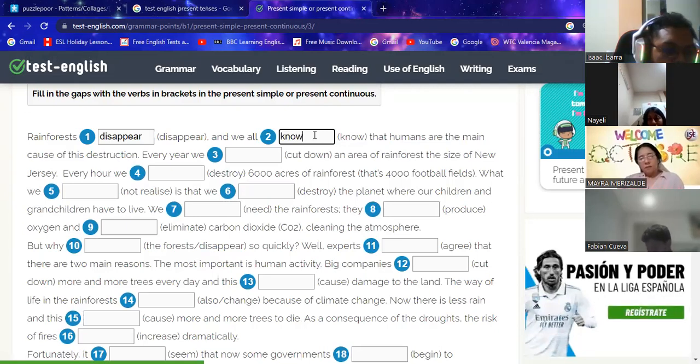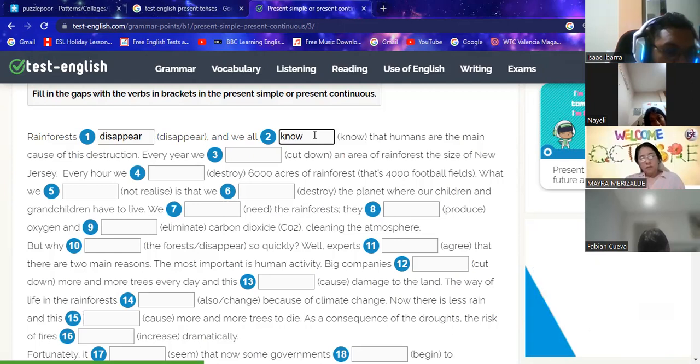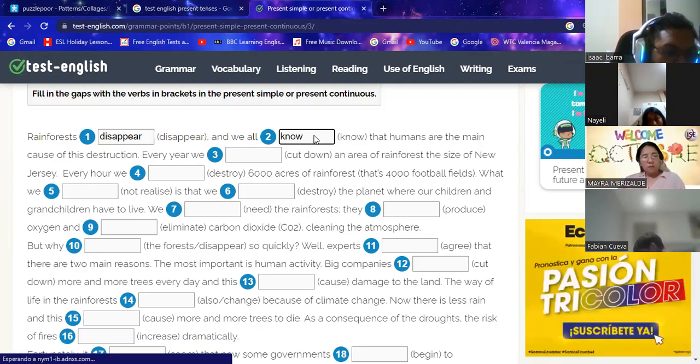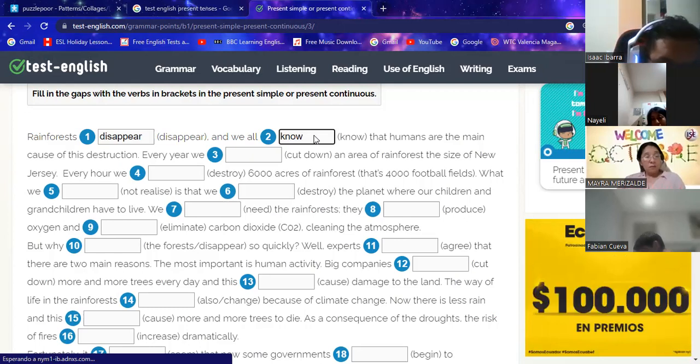That humans are the main cause of the destruction. Every year, Mayra, we cut down or are cutting down? Every year. Todos los años. Cada año. Simple or progressive?